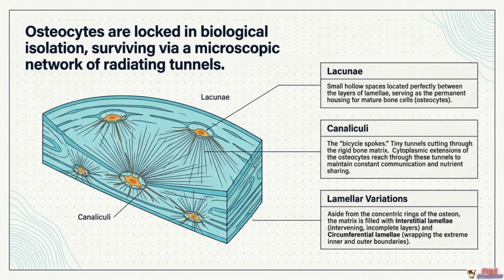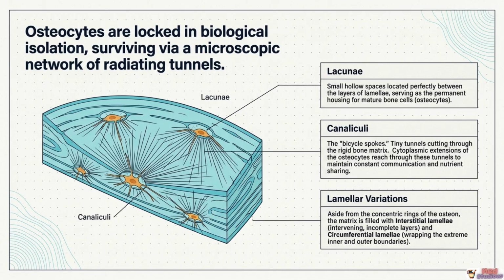Each lacuna is precisely positioned between layers of lamellae, visible in a histological section as small, dark, lens-shaped spaces within the pink mineralized matrix. But here is the critical question. How does a cell survive, permanently embedded in solid, mineralized bone with no direct blood supply of its own?